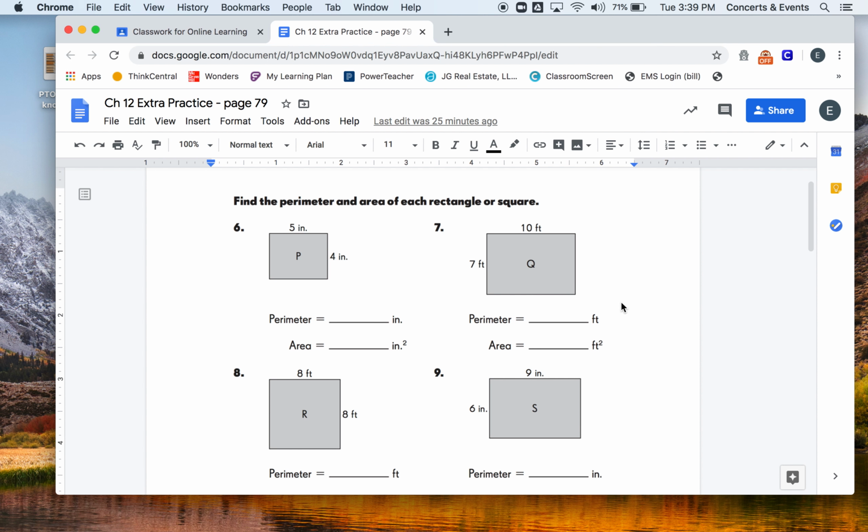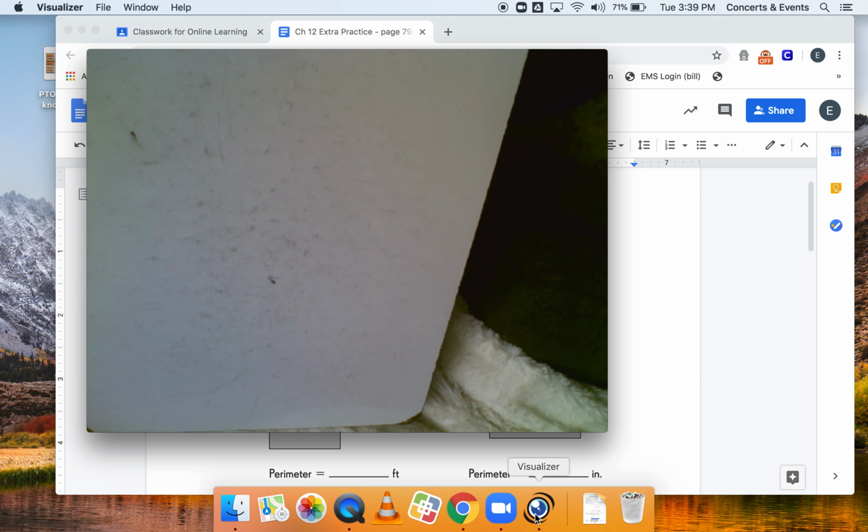All right, let's try the next one. Let me erase my board. The next one, we have a rectangle that is 7 by 10.